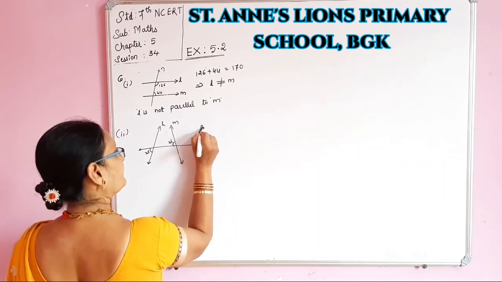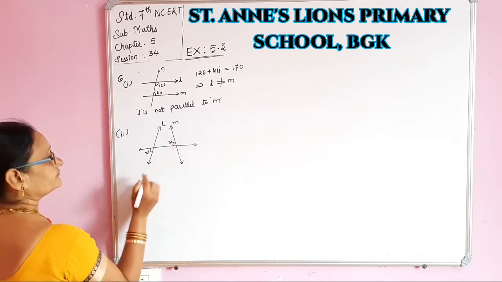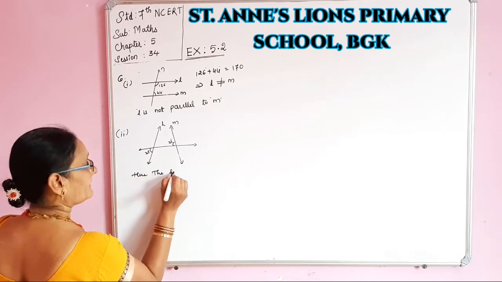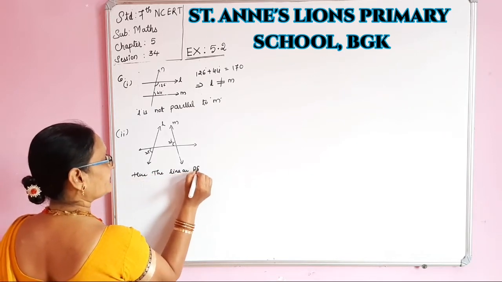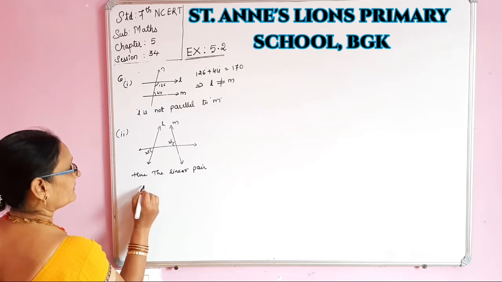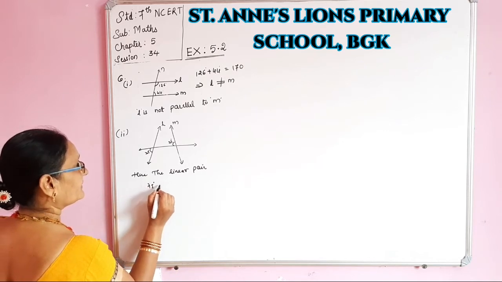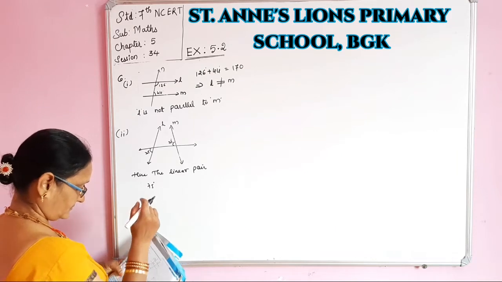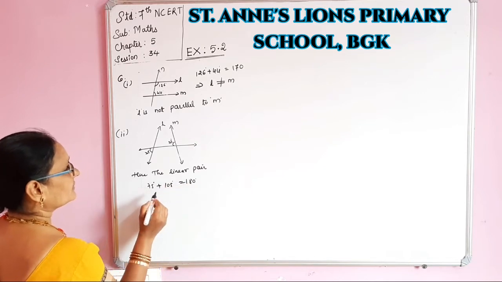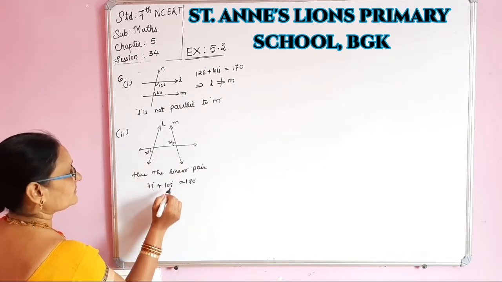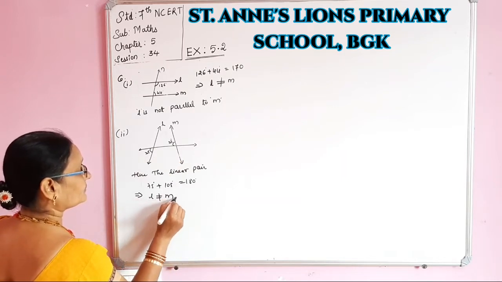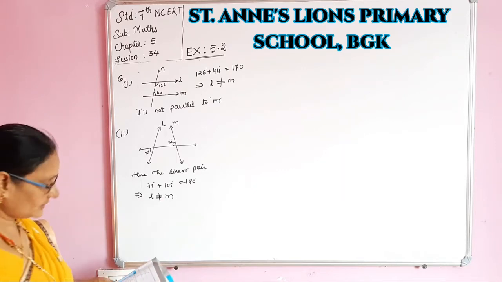Here, the linear pair: 75 degrees plus 105 degrees is equal to 180. So this given angle also must be 180 degrees. So this implies that L is not parallel to M. L is not parallel to M.